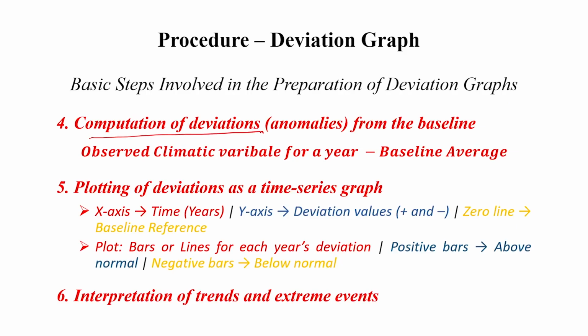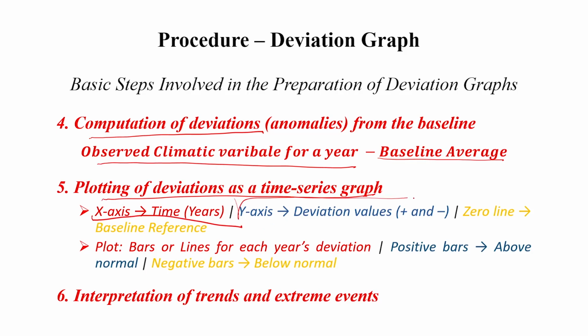How will we compute the change? The observed climatic variable of the particular year minus the baseline average, the normal average. Once we have calculated everything, we will plot it in a graph. Plotting the deviation time series graph, the x axis will show time in years and the y axis will show the deviation value, plus or minus. If it is 0, it means it is at the baseline only.